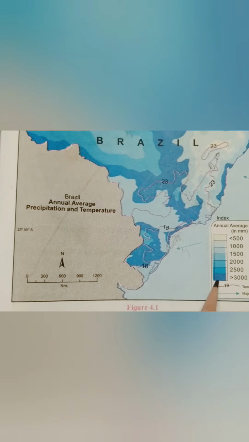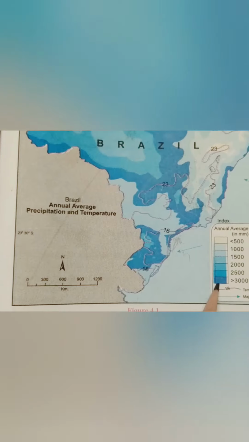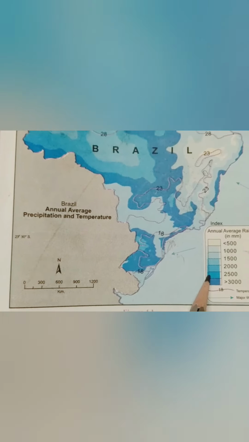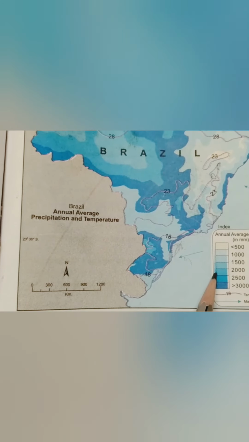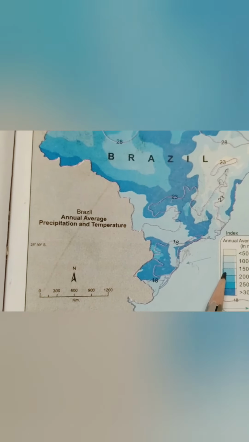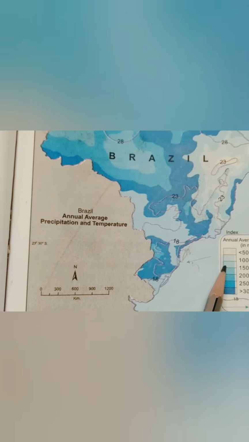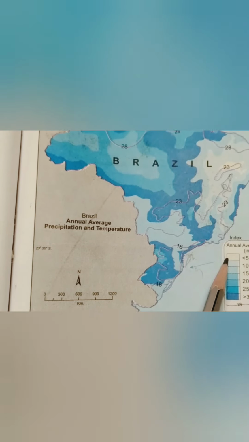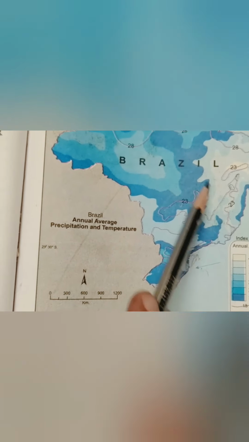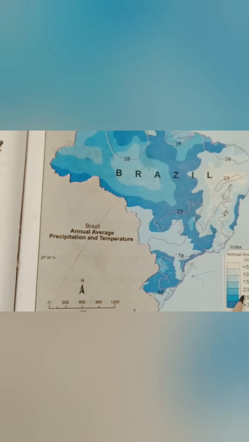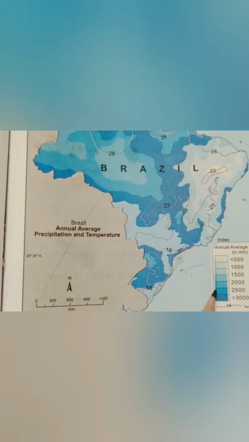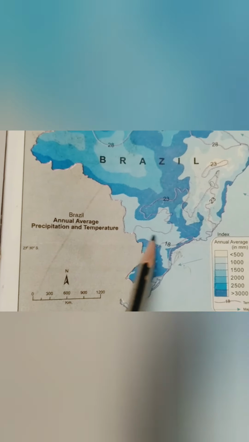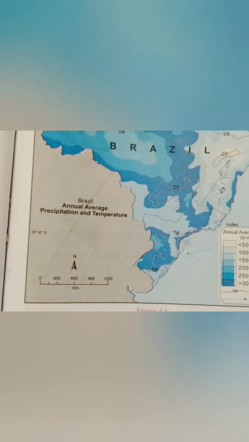The darker color is above 3000 mm of rainfall, then the color shade is different, 2500 mm, the lighter 2000 mm, 1500 mm, 1000 mm, and then it goes on reducing to lesser than 500 mm in this region. Okay, the drought quadrilateral region. So in this way, the temperature is shown, the rainfall is shown. The red lines, the isolines, show you the temperature.